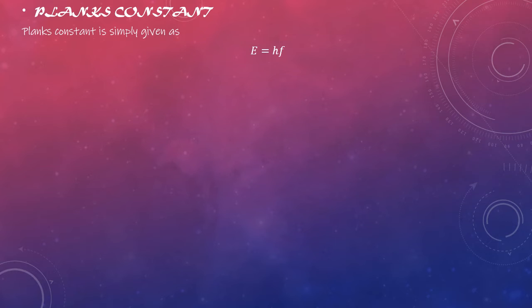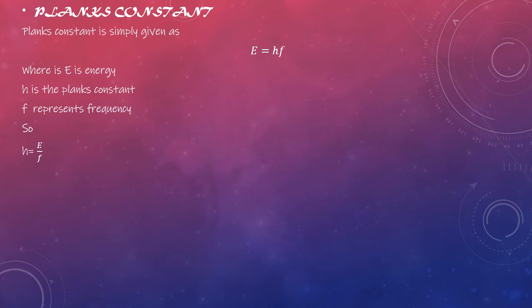Now, Planck's constant is given as E equals hf. Don't be scared of the equation now. More are going to be coming when we get into the physics, you understand. Here E is the energy, h is Planck's constant, and f is the frequency. To make h the subject of the formula, we are to find the dimensions of energy and divide it by the dimensions of frequency. Knowing very well the dimensions of energy, as we earlier did, is ML squared T to the minus 2.